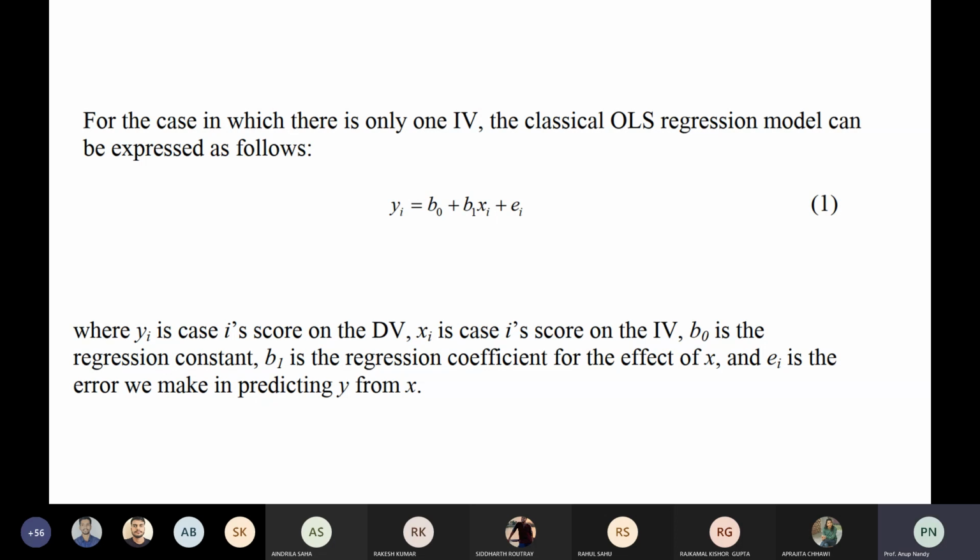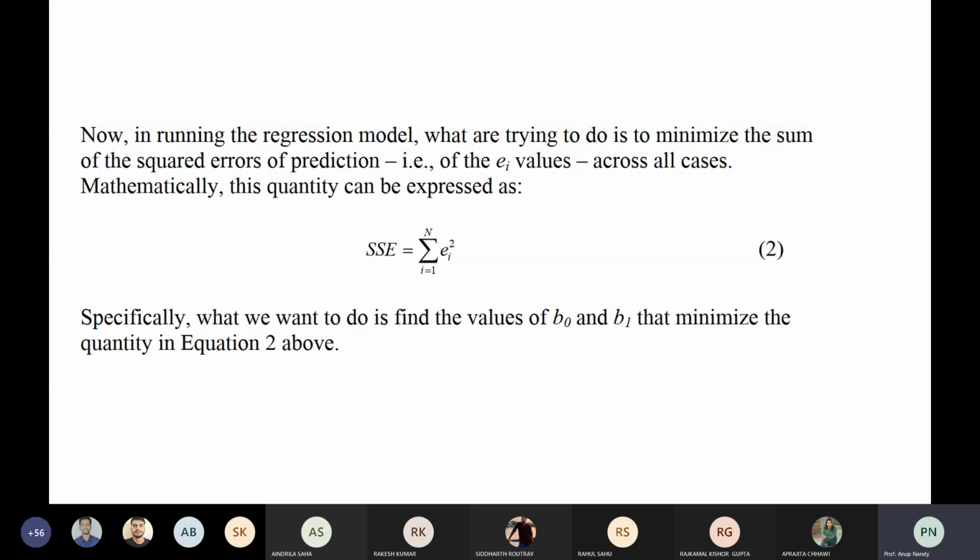If you think of it as a real-life example, it will be clearer, but you also need to see what is going on in the background. In running the regression model, what we are trying to do is minimize the sum of squared error. That is the more important thing. Why the sum of squared error? Because for every observation there is one error, so I need to add them all. And why this square term? Why this square term?